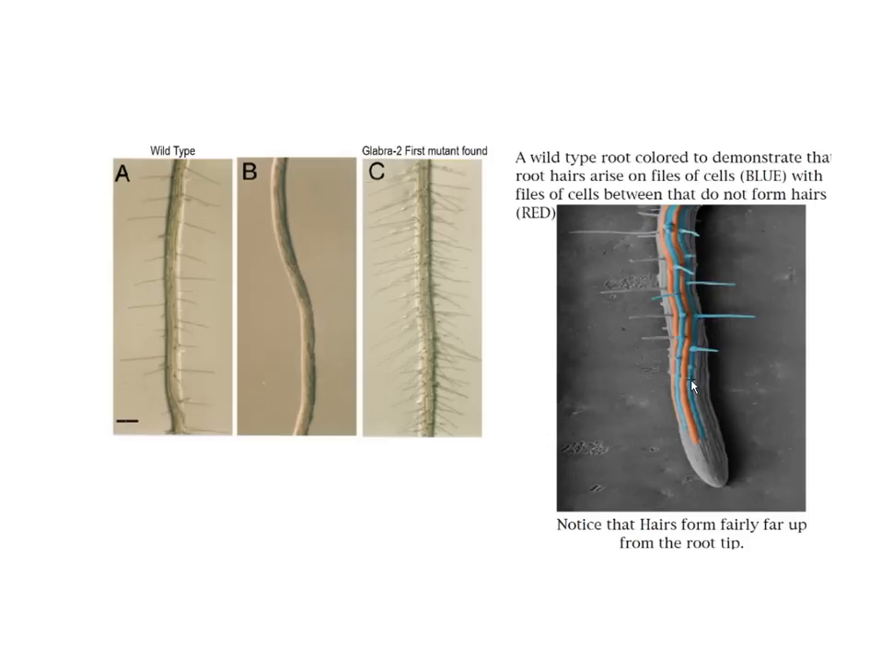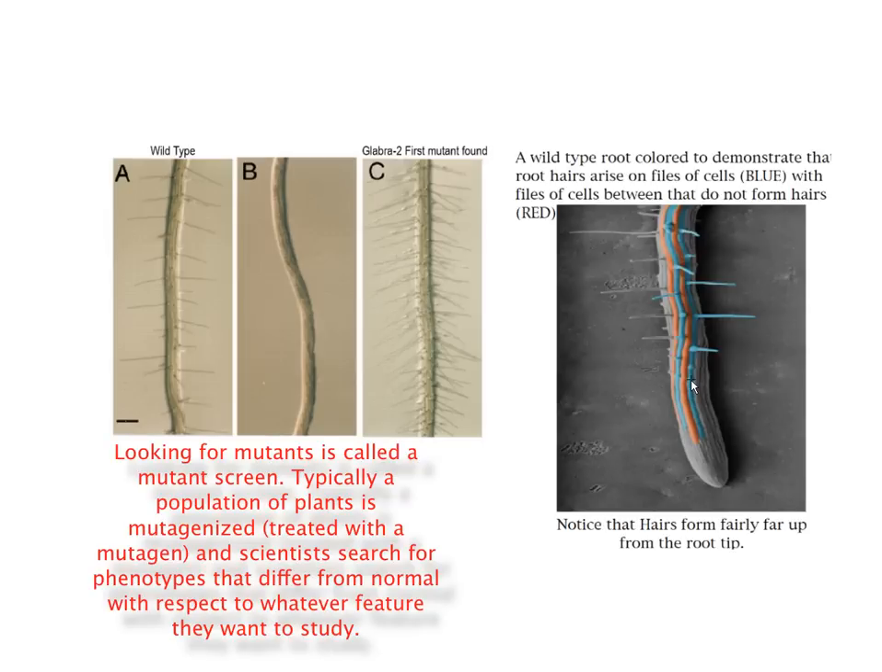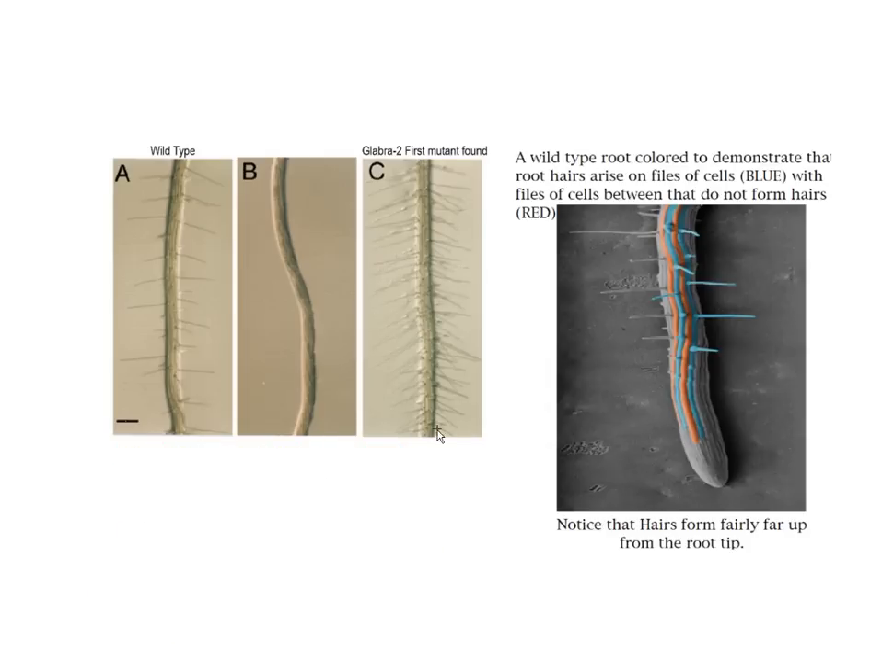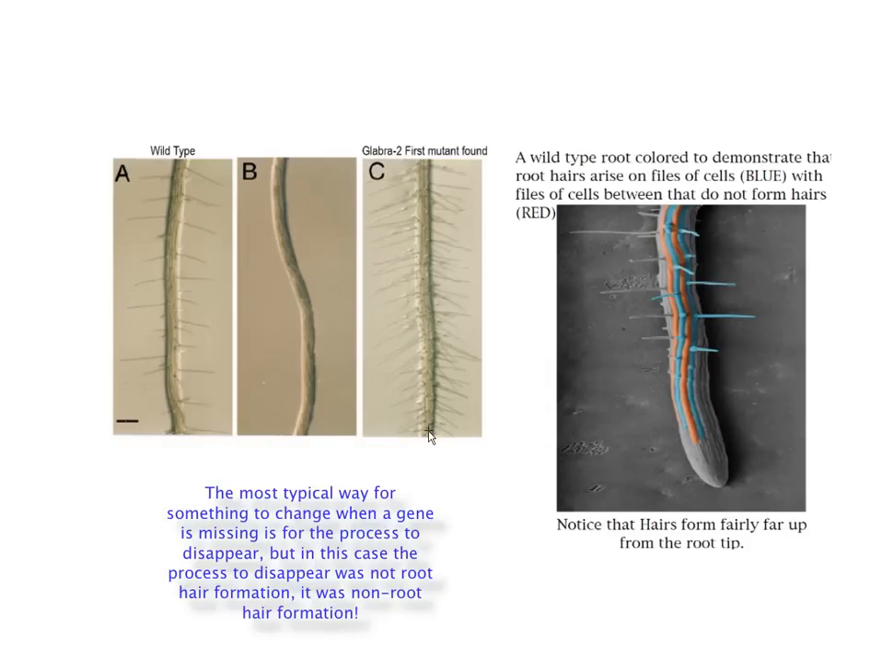When you want to study a process, you very often look for mutations in which the process doesn't work correctly. Typically, if you're looking for how something works, you look for when it doesn't work. And what was expected in this gene search was that they would find roots that lacked hairs altogether. Surprisingly, the mutation that was found, the first one that was found, and the only one that was found for quite some time, was the GLABRA2 gene, which, instead of lacking root hair cells, lacks non-hair cells.